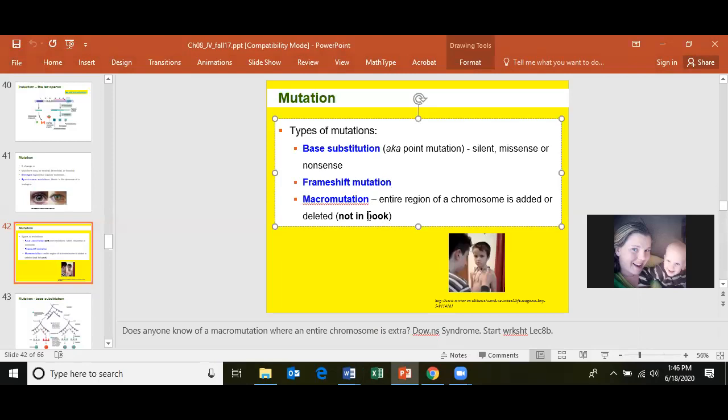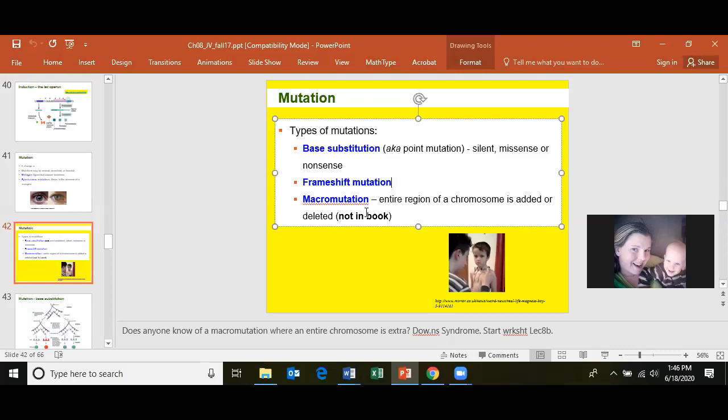And then there's a mutation which is not discussed in the book, and I have no idea why the textbook is not addressing it. It's a macro mutation, where an entire region of a chromosome is either added or deleted, or you could have, in rare cases, an entire chromosome added or deleted. Okay? And that's a macromutation, where you're changing not just one gene, you're changing a large number of genes.